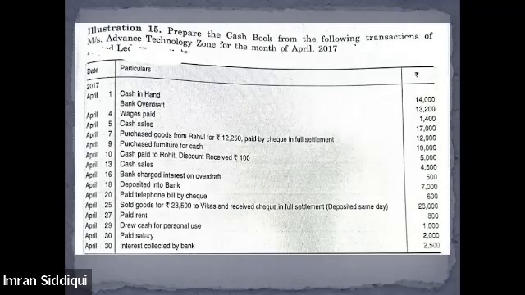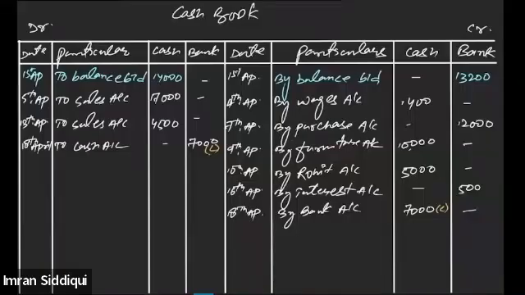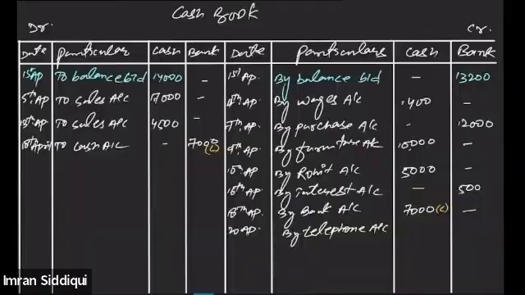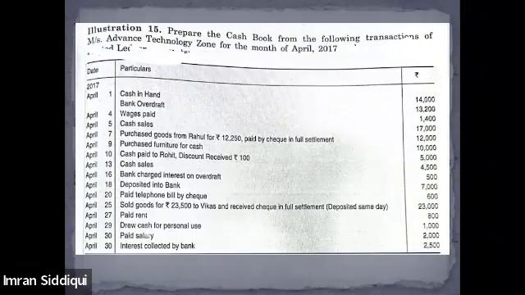Then next item is pay telephone bill by check. So on 20th of April, by telephone bill account, and we paid it through check. So there will be reduction in the bank balance by 600.